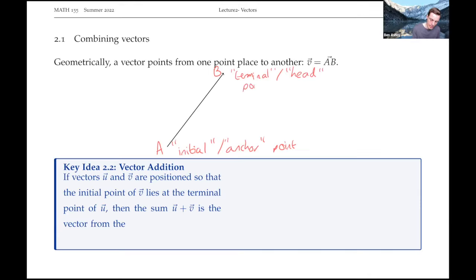So terminal point or head. So we have some vector here going from some point A to some point B, and this is therefore our vector V.